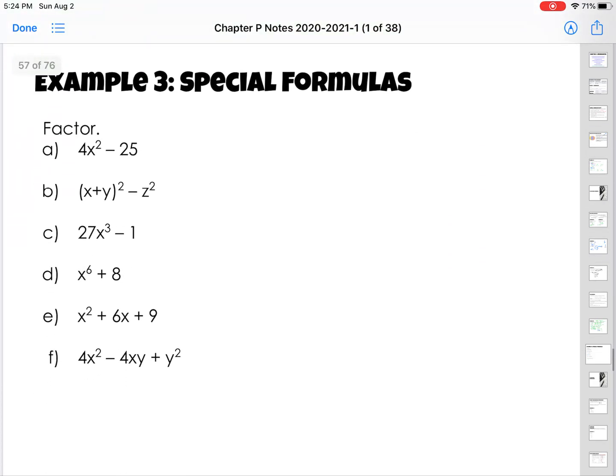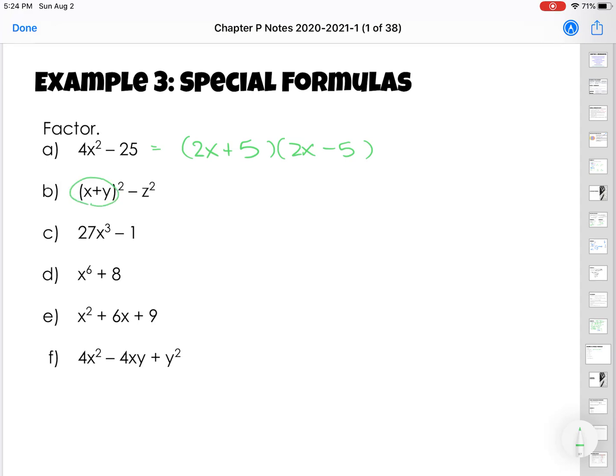All right, next one. Special formulas. So if we see A, that is clearly a difference of squares. All of those I can take the square root of. The difference of squares is just going to give me plus and minus, and we're taking the square root of both terms. So the square root of 4x squared is 2x. The square root of 25 is 5. So 2x plus 5, 2x minus 5.